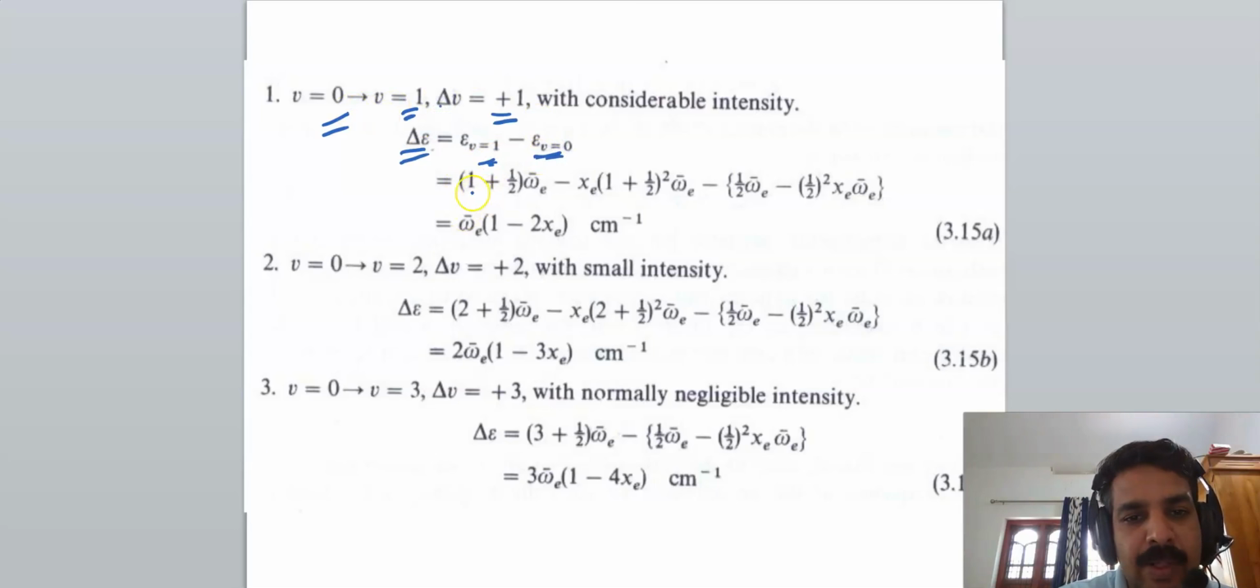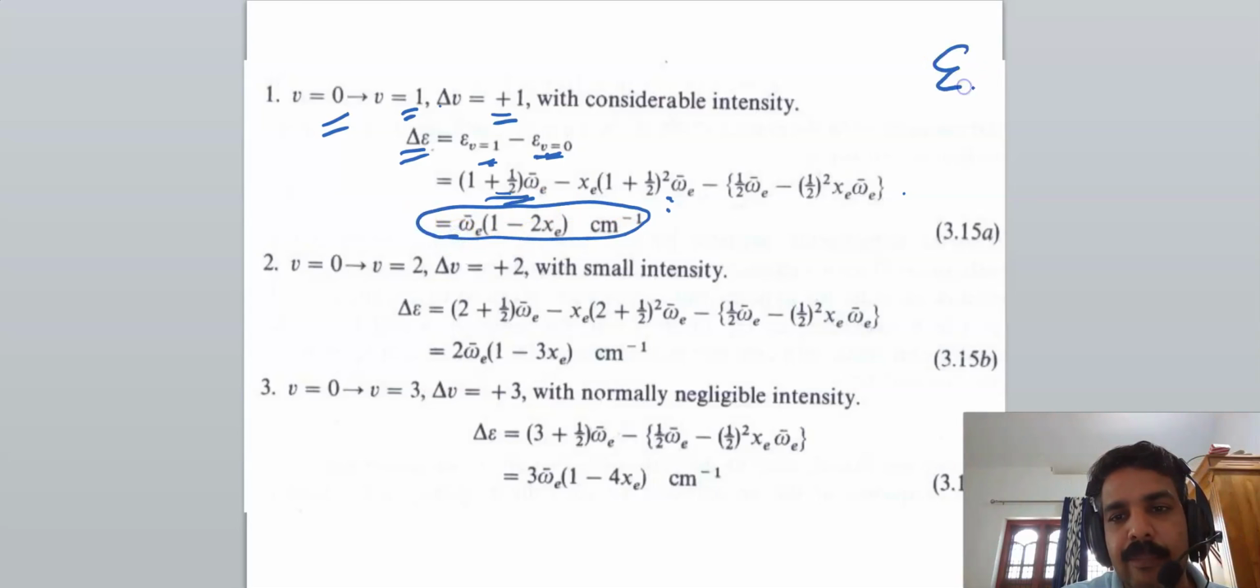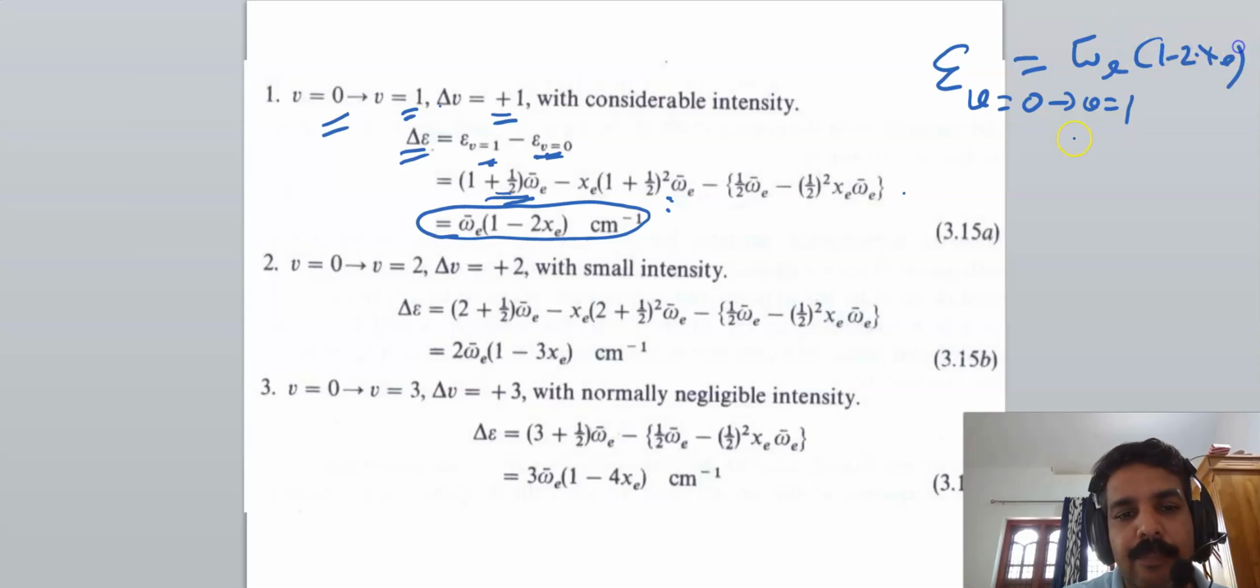So this is [1 + ω̄e(v) − xe(1+v)²ω̄e] minus [1/2 ω̄e − 1/2 ω̄e xe] for v = 0. By solving this, we get ω̄e(1 − 2xe). That is, E for v = 0 to v = 1 is equal to ω̄e(1 − 2xe). And v = 0 to v = 2, that is the first overtone case.